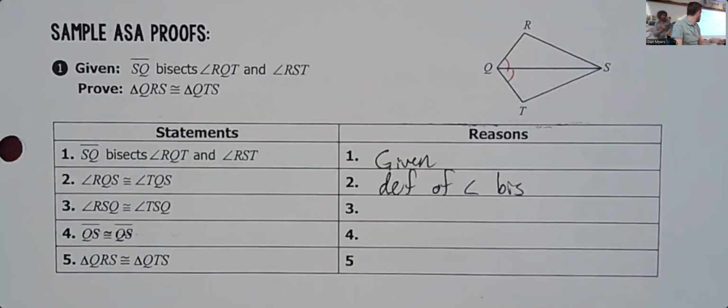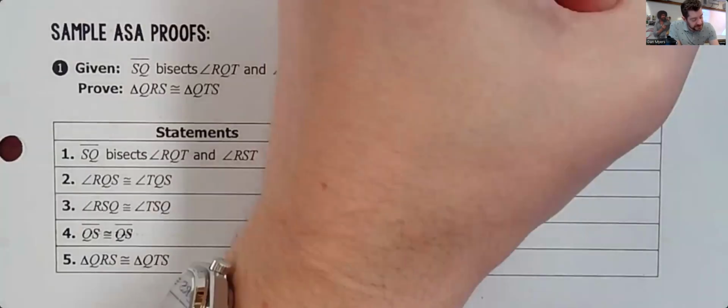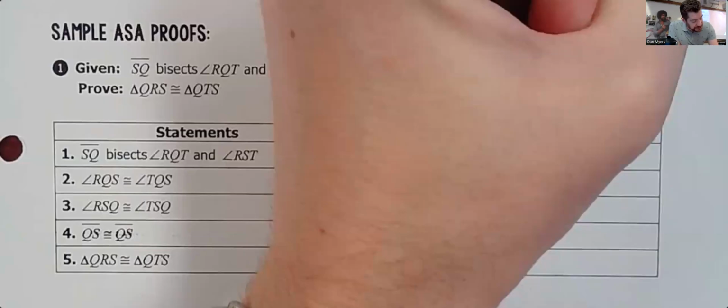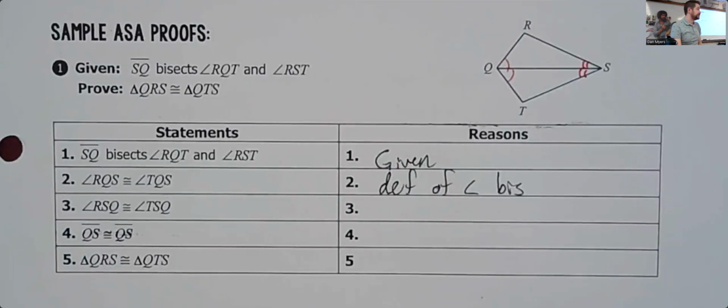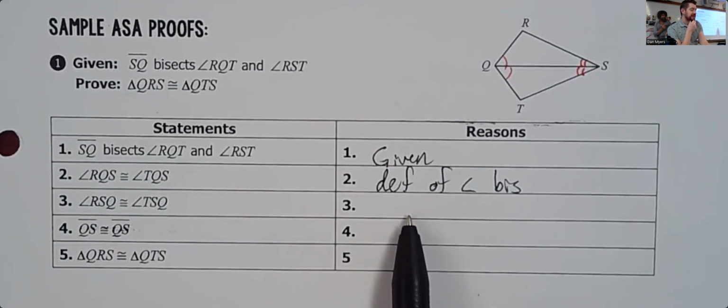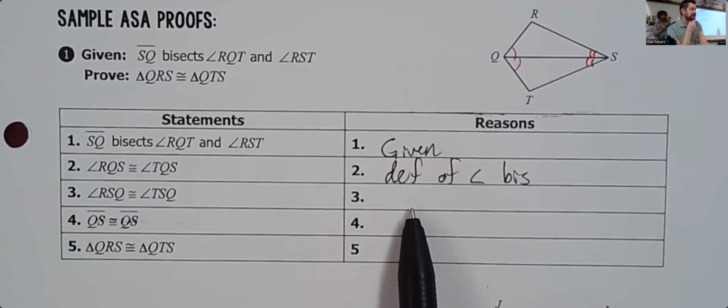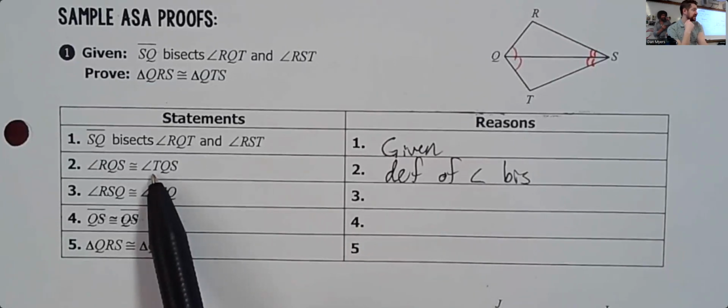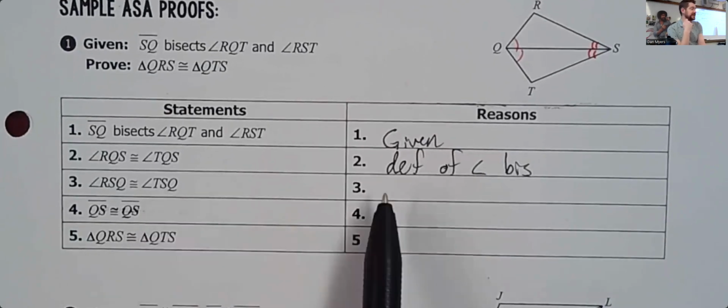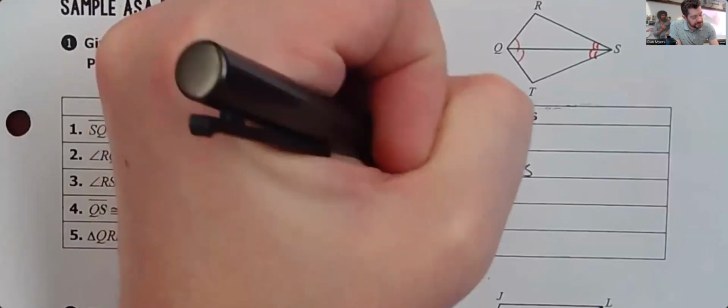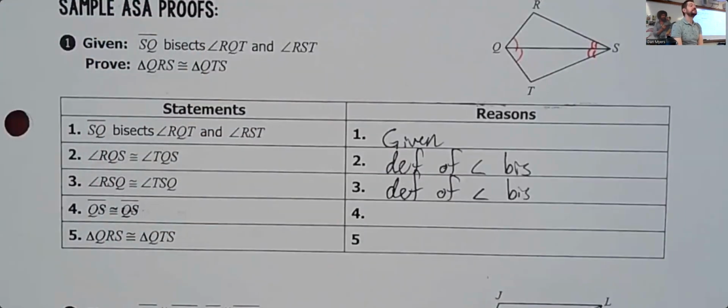All right, next one says angle RSQ, that's this one here, is congruent to angle TSQ, which is the one right underneath it. What's our reason there? That'll be the reason that we end up using to prove the triangles congruent at the end. We're still talking about congruent angles here. How many angles are bisected in the given? 2. This statement uses one of those angle bisectors. This statement uses the other one. So it's the same reason as reason number 2, definition of angle bisector. How do we know it's that?